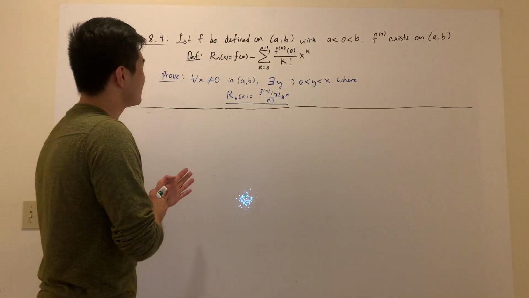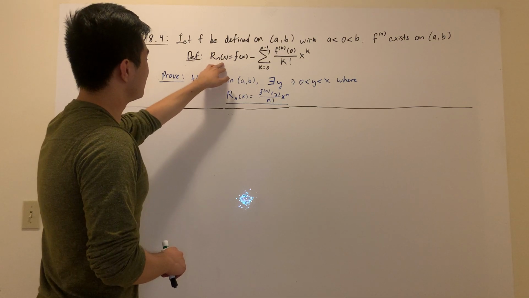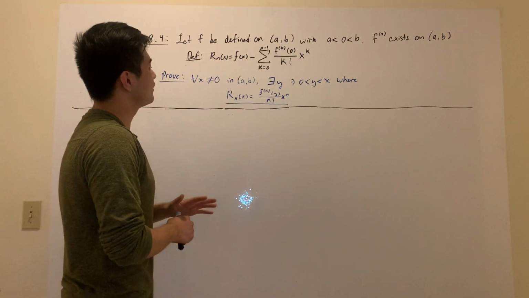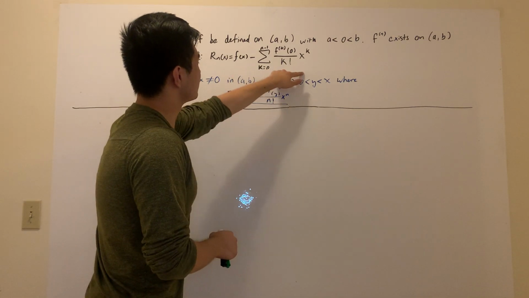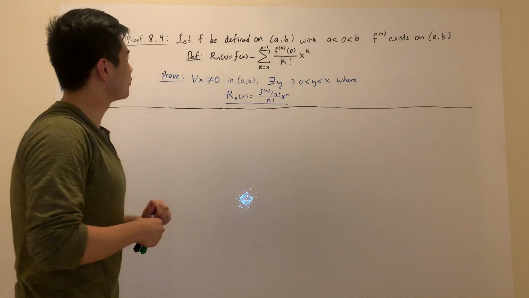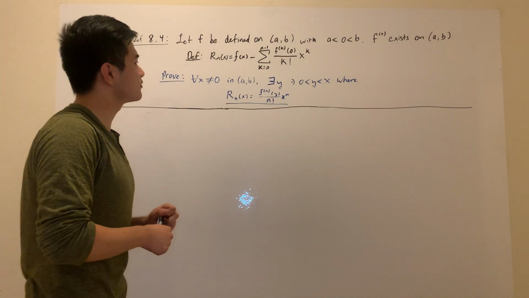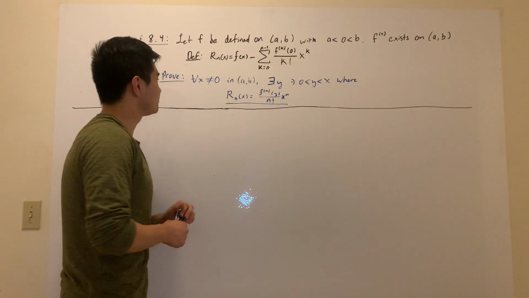So let's define the remainder as R sub n of x equal to the function f of x minus this summation right here that counts from 0 to n minus 1, basically showing that the remainder is the difference between this function and this finite sum right here.